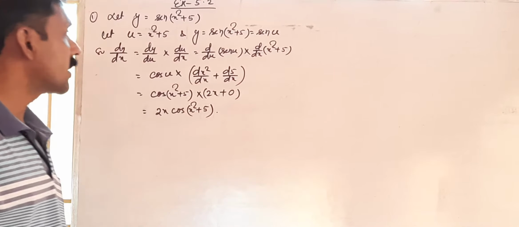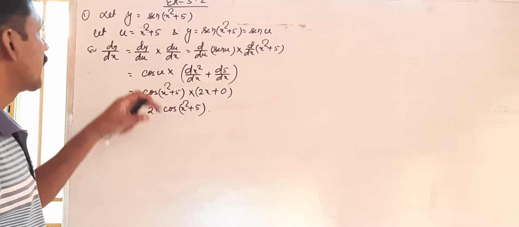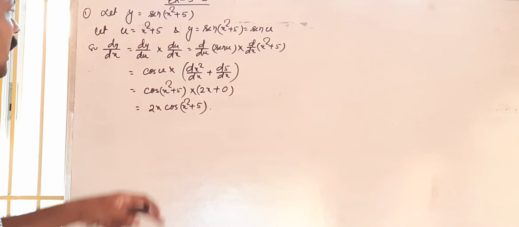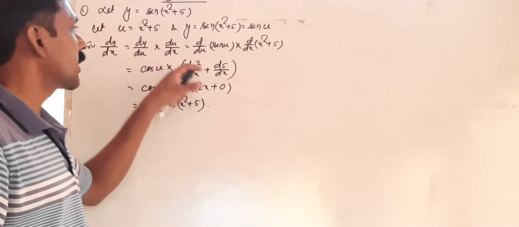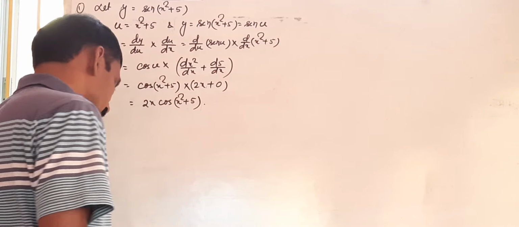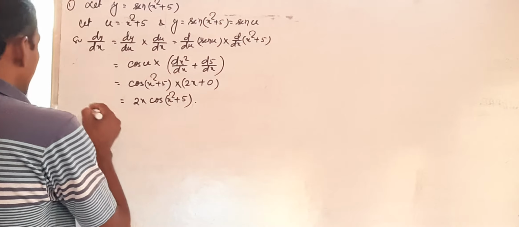But if you use the direct method, then what will you write? The derivative of sin of x square plus 5 with respect to x square plus 5, into the derivative of x square plus 5 with respect to x, and in two steps only you will get the answer. Then question number 4.